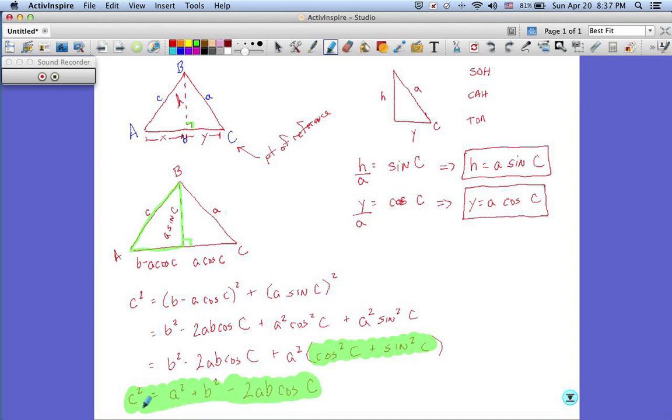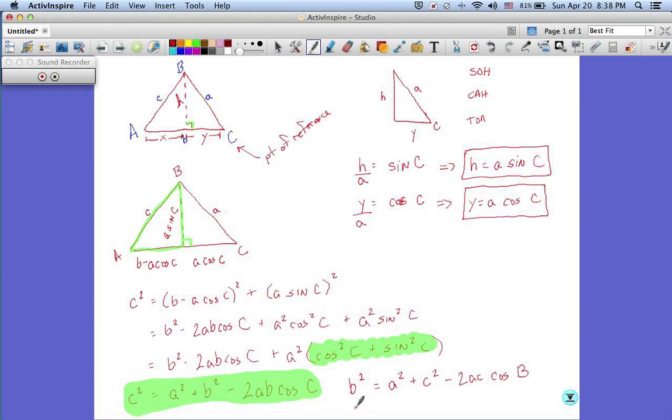Now remember, I used angle C as a point of reference. This can be done for all three angles. In other words, if I used angle B as my point of reference, I would have dropped my altitude this way, or I could have done it that way. It really wouldn't matter. I would then get B squared equals A squared plus C squared minus 2AC cosine of B. So the side and the angle always match up, and then it's 2 times the remaining two sides, 2A and C cosine of B, capital B, for an angle.